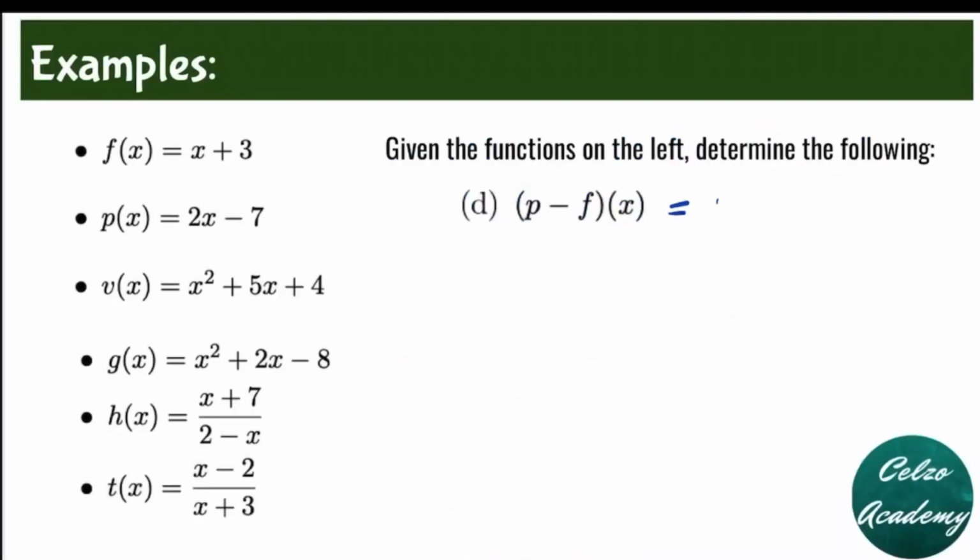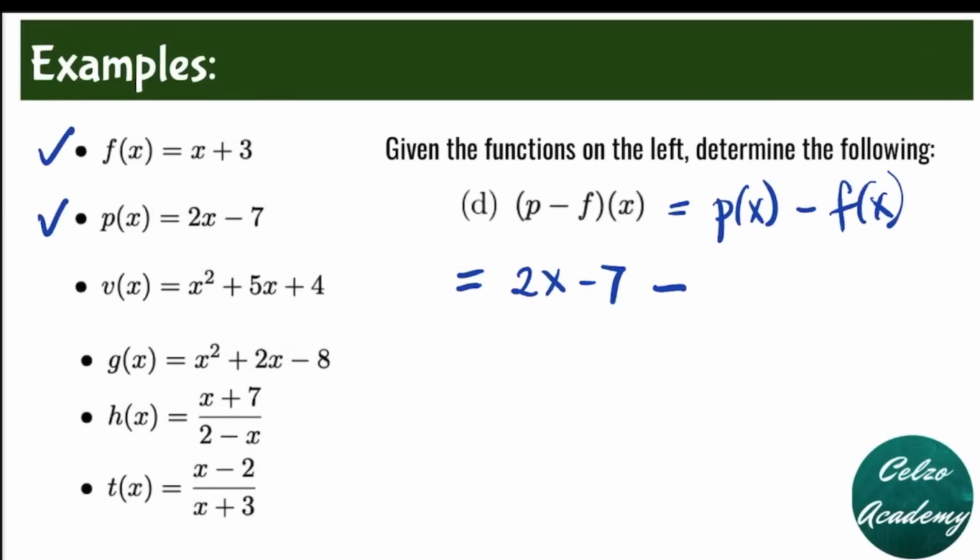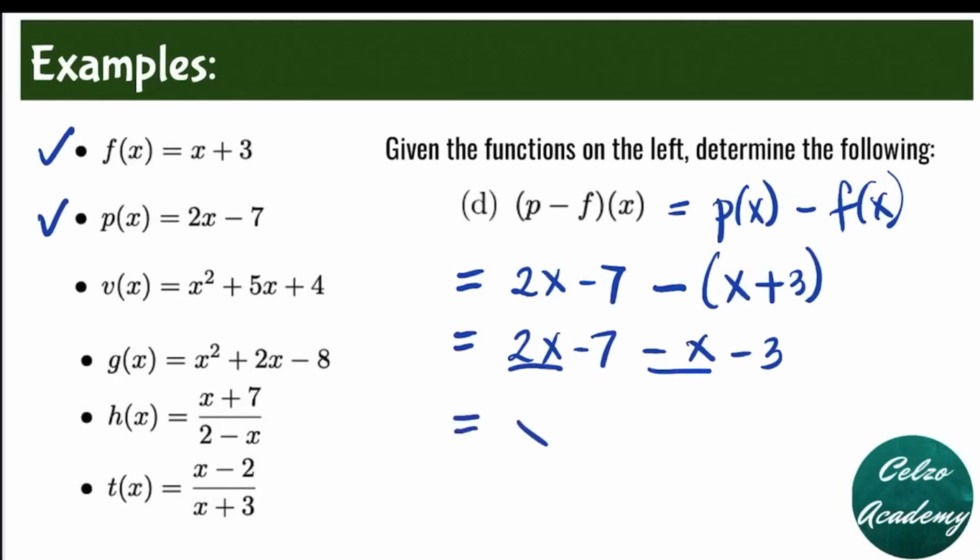Question letter D. P minus f of x means p of x minus f of x. Our p of x is 2x minus 7. Our f of x is x plus 3. So now we have 2x minus 7 minus the quantity x plus 3. So now we need to distribute the negative to the quantity x plus 3. We have 2x minus 7 minus x minus 3. Combining like terms, 2x minus 1x is equal to 1x. Negative 7 minus 3, that is negative 10. So the answer is x minus 10.